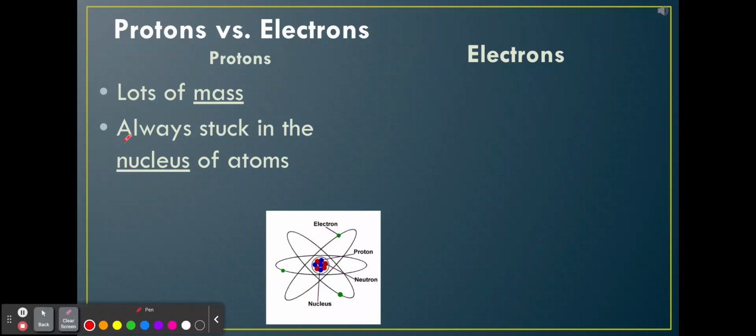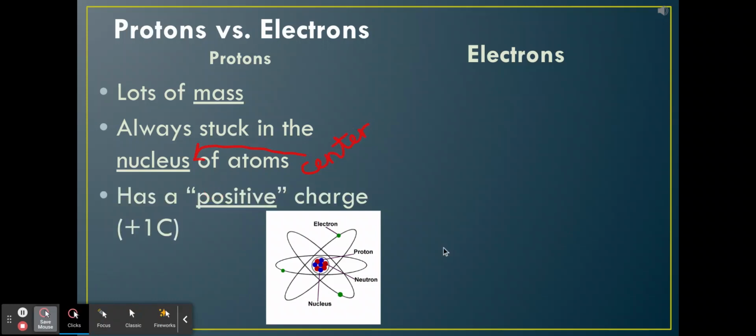So nucleus is the center. They're not going to leave that center of the atom. They have a positive charge, +1 coulomb. That's what that big C stands for. So you can remember that proton is positive. Electrons, on the other hand, have a teeny tiny mass.